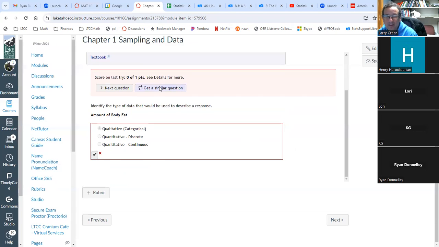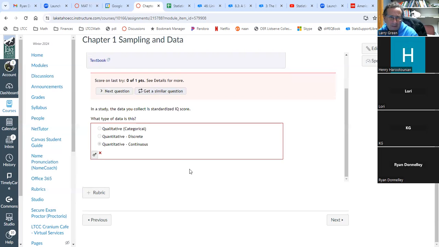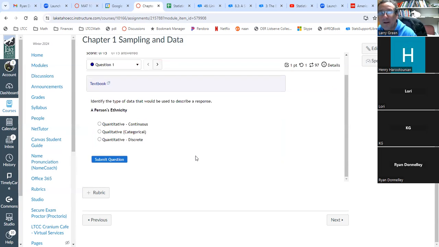You'll notice up here it says get a similar question. This is set up so basically you can keep trying problems over and over again until you figure it out. So if I do get a similar question, now it's going to be similar, but not the same question. Now it's the data you collected is standardized IQ score. So let's suppose I hit quantitative continuous and I hit submit. That wasn't right either. So I can get a similar question again.